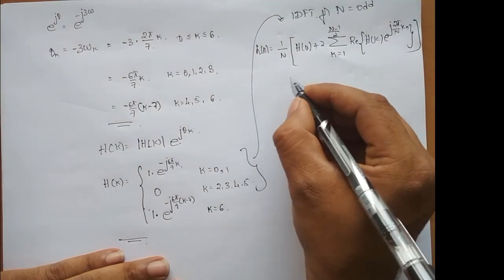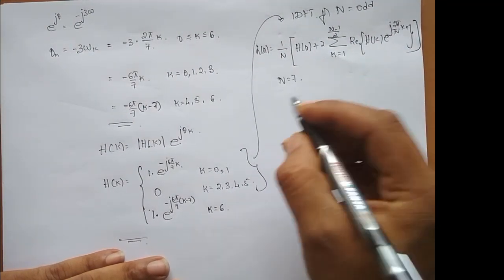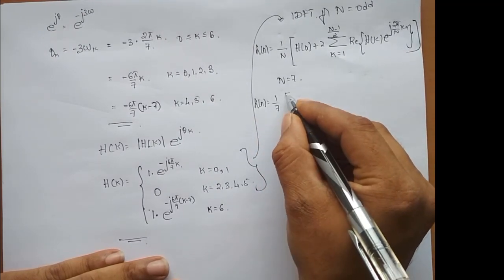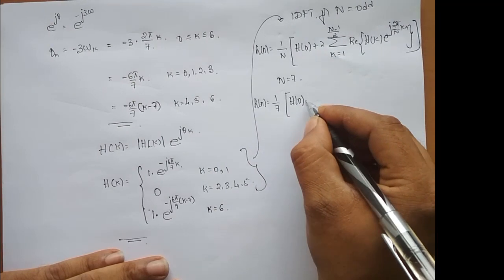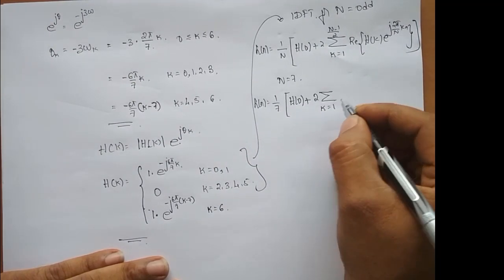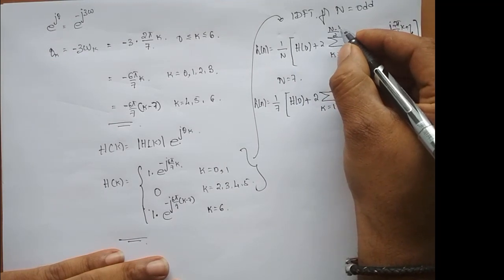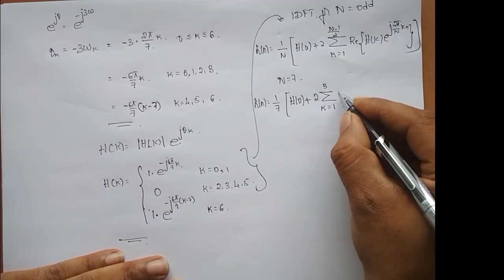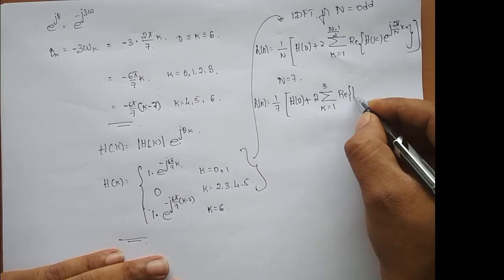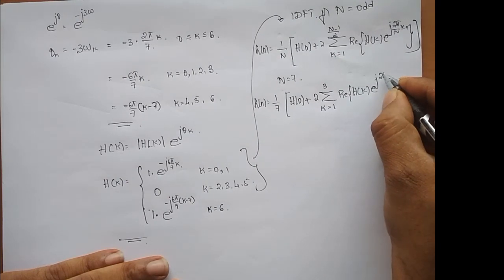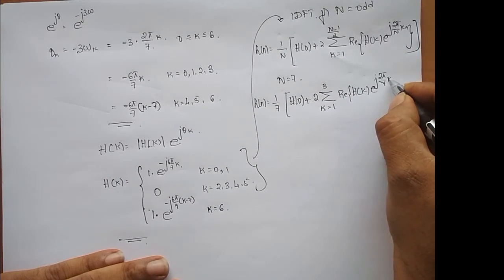Now we shall plug in these values. So for n is equal to 7, what do we have? h of n is equal to 1 by 7 times h of 0 plus 2 times summation k varying from where to where? 1 to, so 7 minus 1 is 6, 6 by 2 is 3, so k takes 1, 2, 3, into the real part of h of k into e power j 2 pi by 7 into k into n.